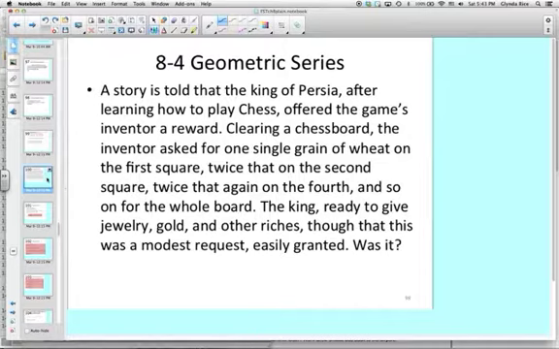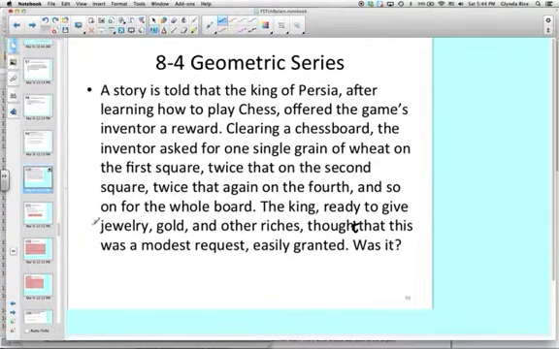Okay, here's an old legend. A story is told that the king of Persia, after learning how to play chess, offered the game's inventor a reward. Clearing a chessboard, the inventor asked for 1 single grain of wheat on the first square, twice that on the second square, twice that again on the fourth, and so on for the whole board. The king, ready to give jewelry, gold, and other riches, thought that this was a modest request, easily granted.